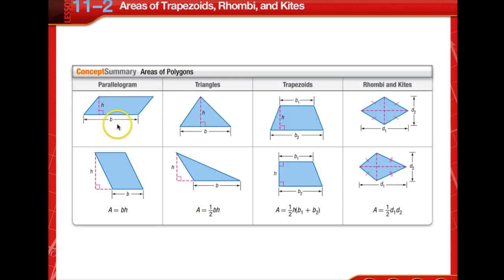And to wrap it all up is our concept summary with the areas of polygons and their formulas. If you don't already have this in your notes, now would be a good time to get this entered in your notes to make it easier to do your assignment. Very good. You are ready to begin working on today's assignment.